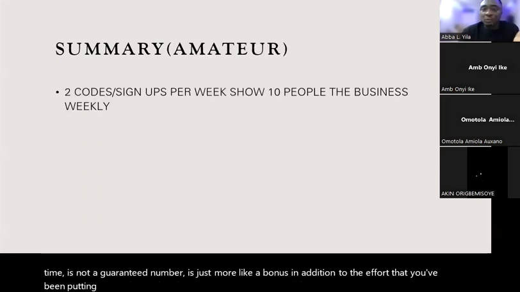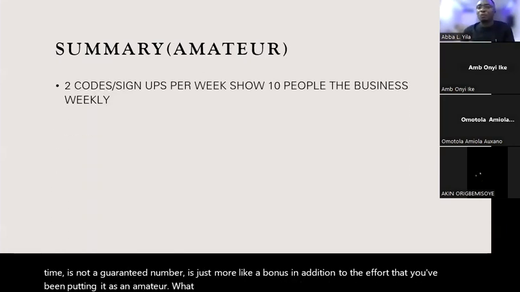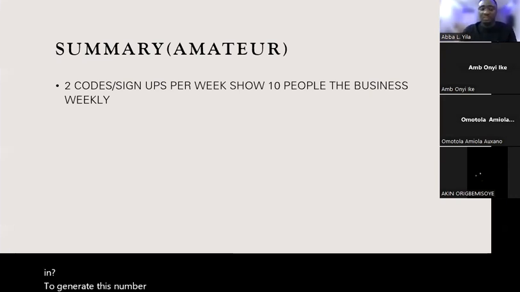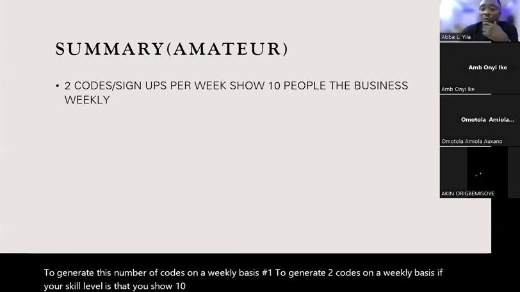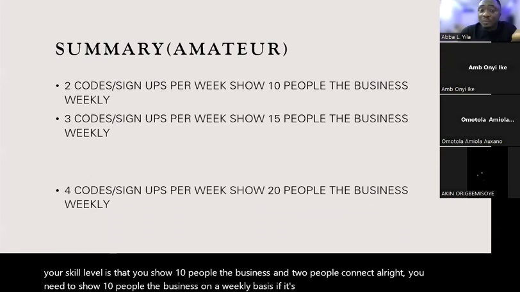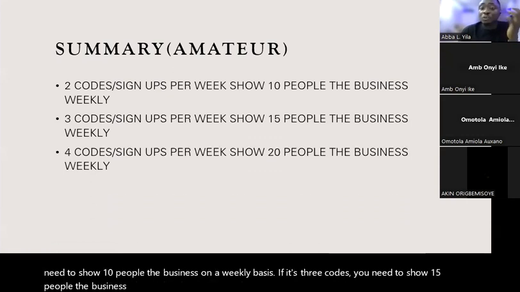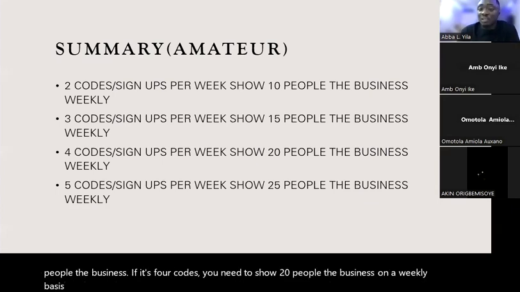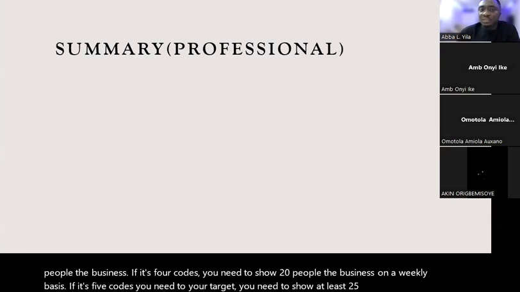As an amateur, what is the summary of the body of work that you need to put in to generate this number of codes on a weekly basis? Number 1, to generate 2 codes on a weekly basis, if your skill level is that you show 10 people the business and 2 people connect, you need to show 10 people the business on a weekly basis. If it's 3 codes, you need to show 15 people. If it's 4 codes, you need to show 20 people on a weekly basis. If it's 5 codes, you need to show at least 25 people the business on a weekly basis.